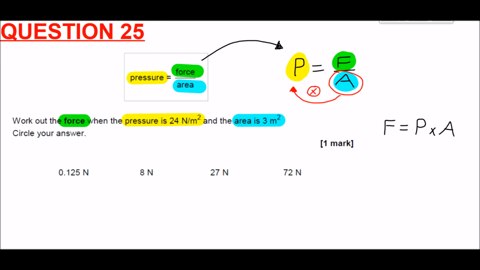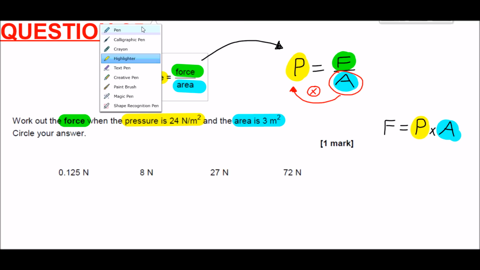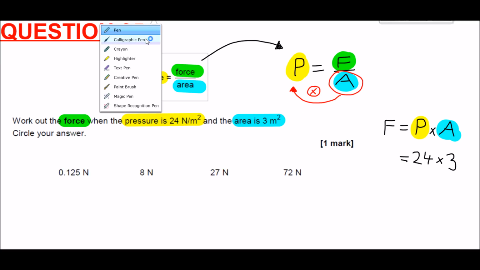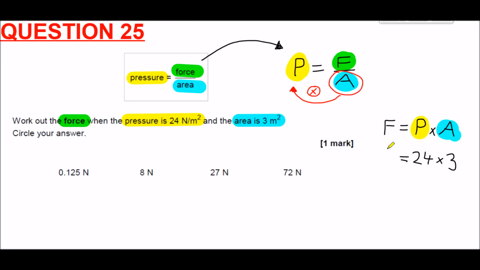So we can use that fact now. We know what the area is, and we're told what the pressure is. So in our case, the force is going to be for pressure, 24, multiplied by the area, which is 3. And so if we were to just process on the calculator 24 multiplied by 3, what you'd find is that the force will be 72 newtons. So the one we need to circle is this one here, 72 newtons.